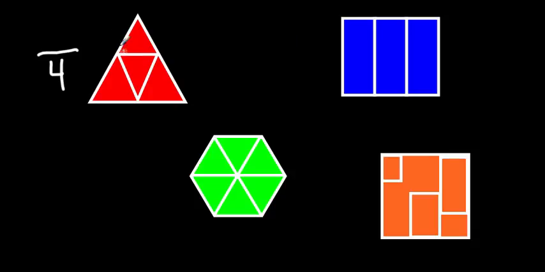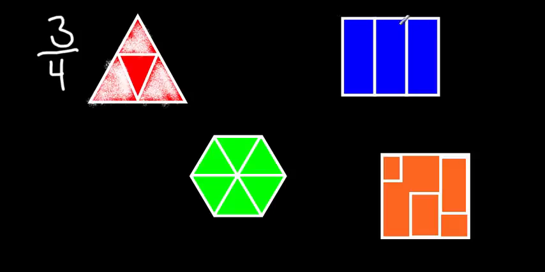So I'm going to shade in this top part. I'm going to shade in this part, and I'm going to shade in this part. Now, how much of this triangle is shaded? How much of this figure is shaded? And you can see that 3 parts are shaded, so 3/4 of this triangle is shaded.